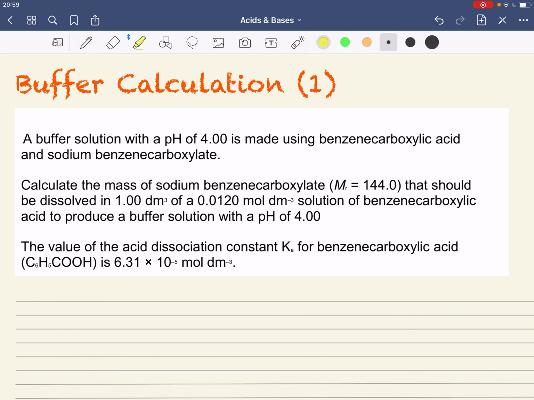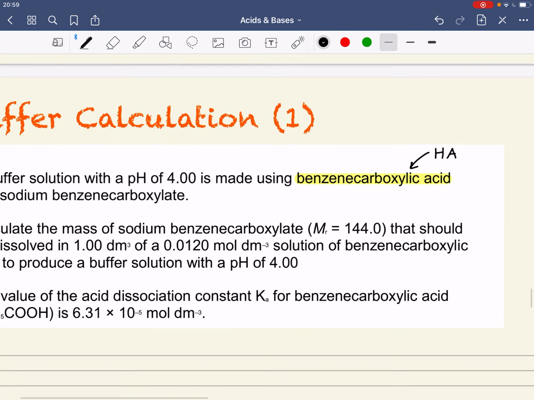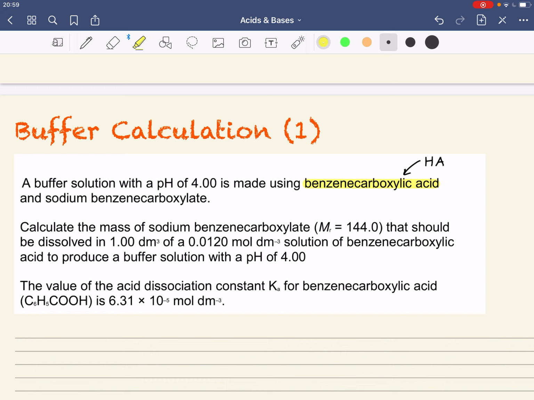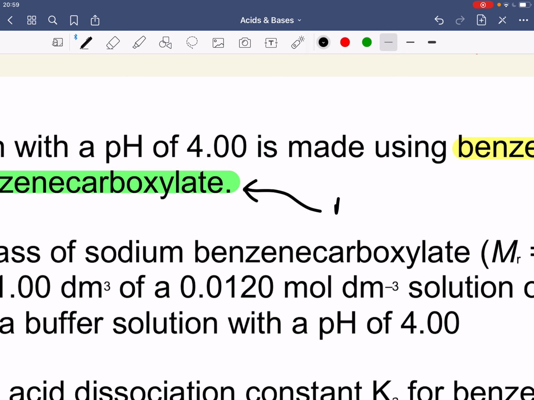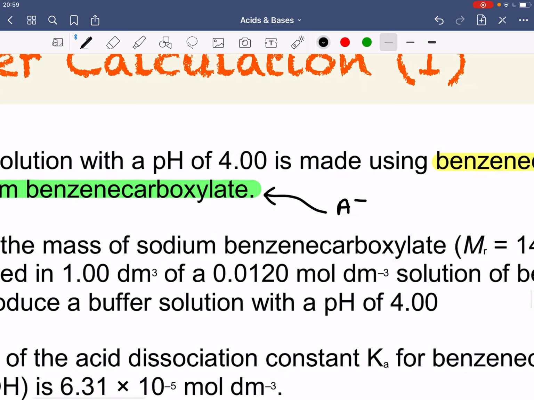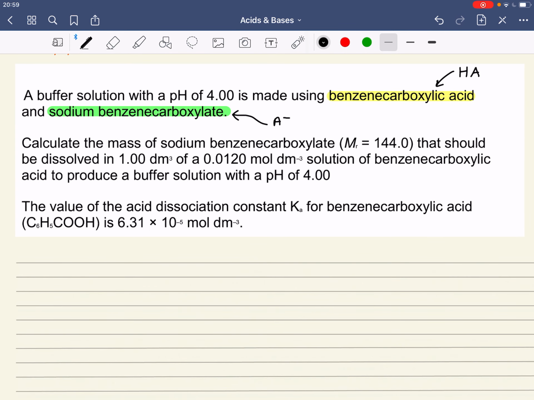First thing we would say is that benzene carboxylic acid is in effect my HA, my weak acid, and my sodium benzene carboxylate is my A minus, my salt of my weak acid. So what we want to do is calculate the mass of the A minus, the mass of the salt of the weak acid that should be dissolved.